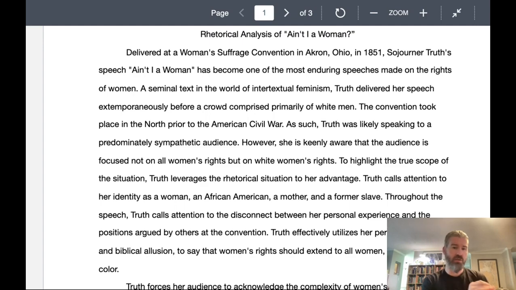Right? She's trying to argue that women's rights should extend to all women, regardless of color. Now, in the thesis statement, we also have two rhetorical strategies. So we have personal experience and biblical allusion.